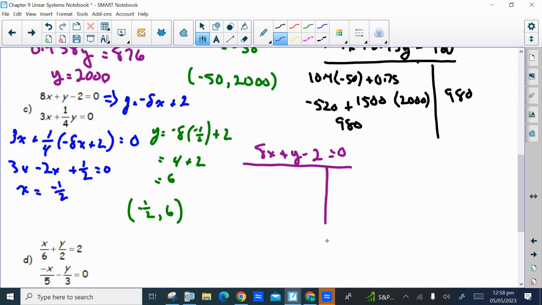For that first equation, the right side is 0, so the left side must work out to 0 as well. Eight times -1/2 is -4, plus 6 is 2, minus 2 does equal 0. So it works for the first equation. Now we need to check the second equation as well.